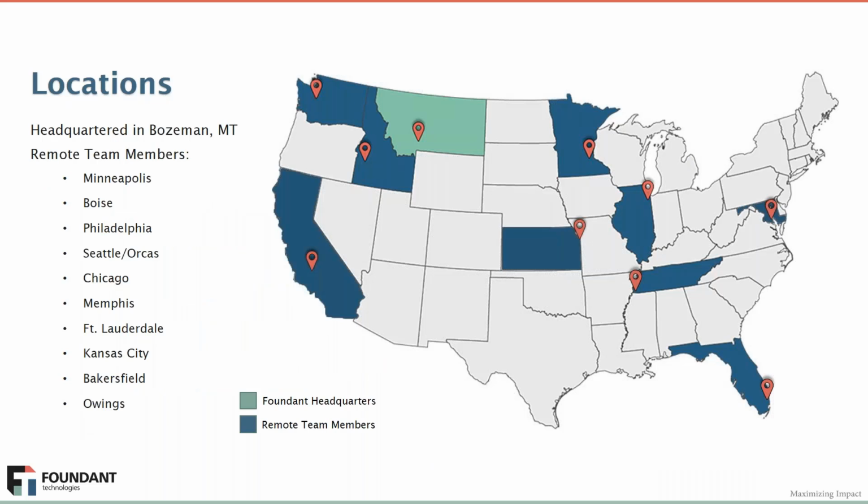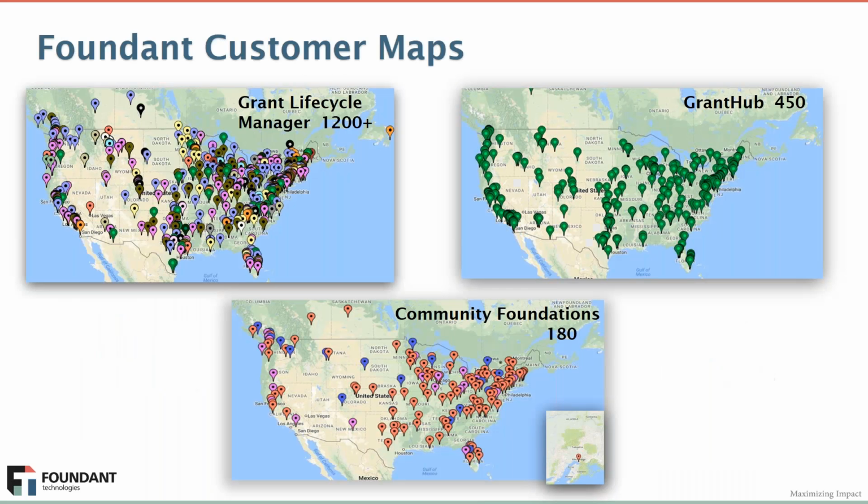Foundant Technology is actually headquartered in Bozeman, Montana, and over the last several years we've added remote employees in 9 different states across the United States, so we have people across the country now. We've also been growing very quickly and steadily over the past 11 years, and that can be demonstrated a couple different ways. One is by Foundant being named to the Inc. 5000 list of the fastest growing small companies over the past 4 years.